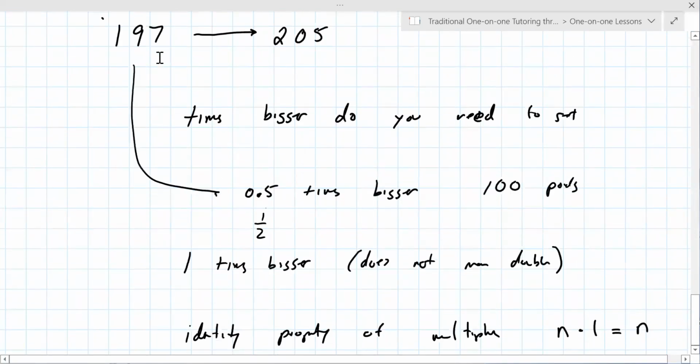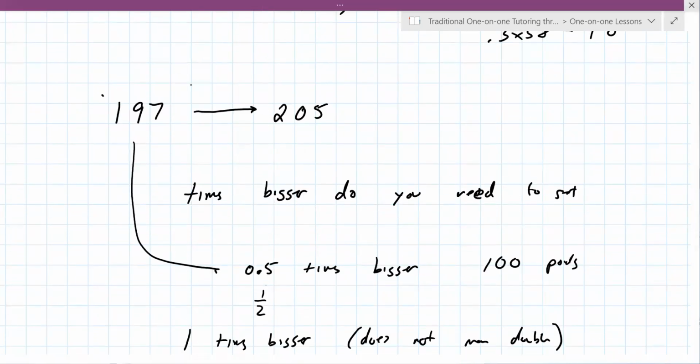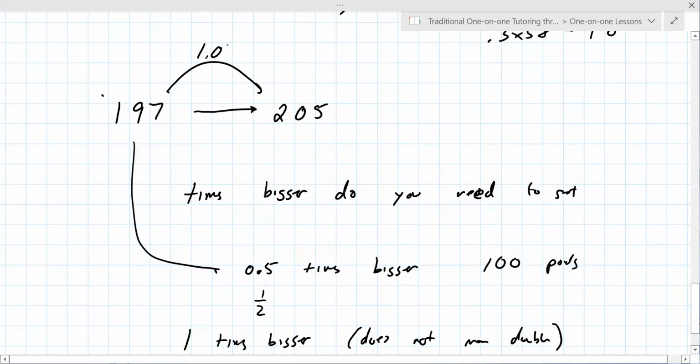So to answer our original question, if you want to get bigger, it's like you said, it's 1 point something, a little bit more, because the one gets you back to yourself. Times one gets you back to yourself. Yeah, that makes sense. Or more sense, I guess.